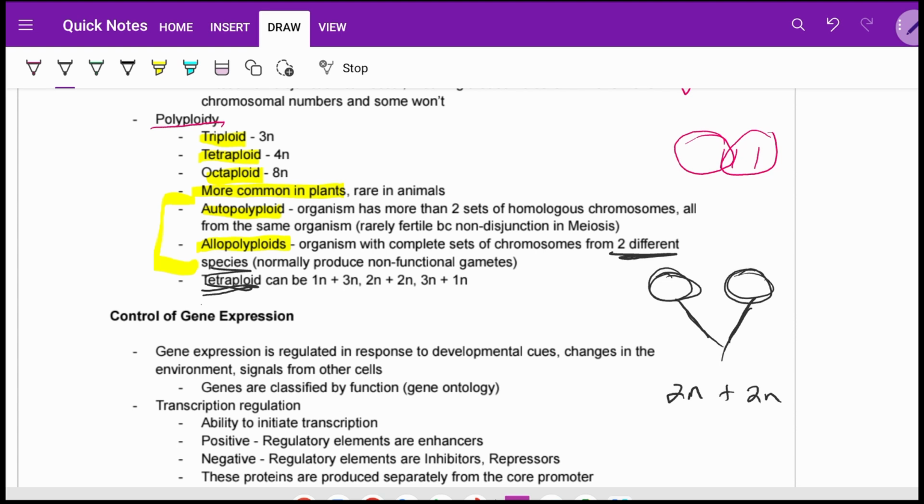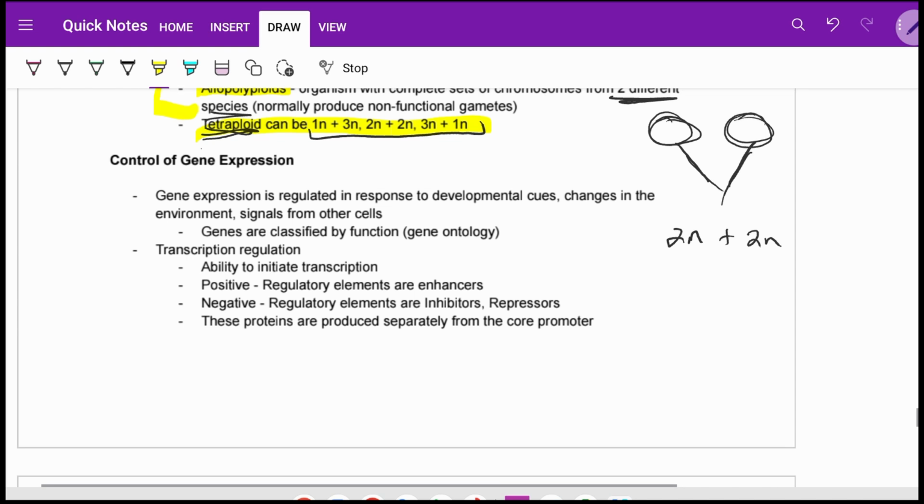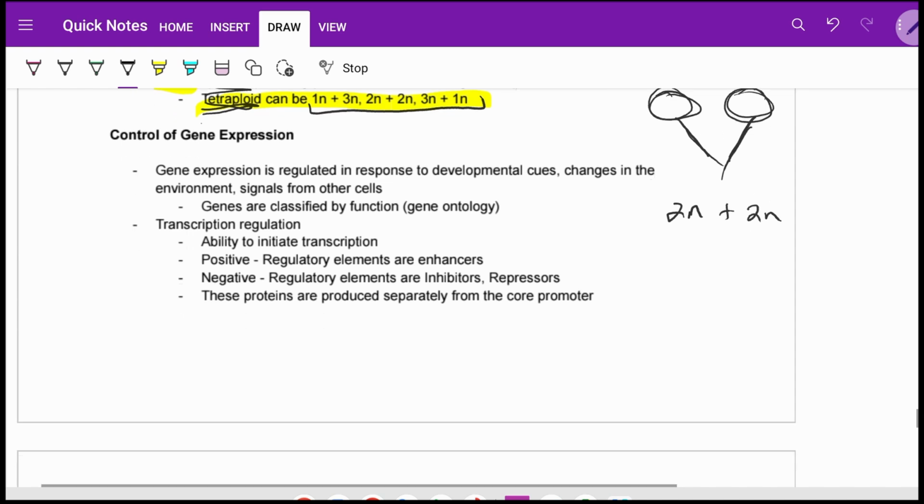And a tetraploid can be produced by various combinations of the parents, and I suggest for the test that you know this. Also for your homework, assuming you are in my class.